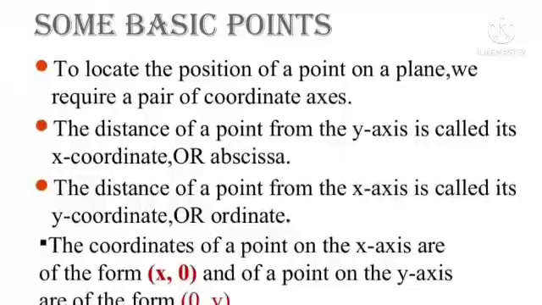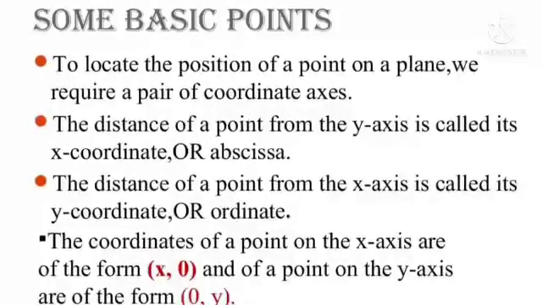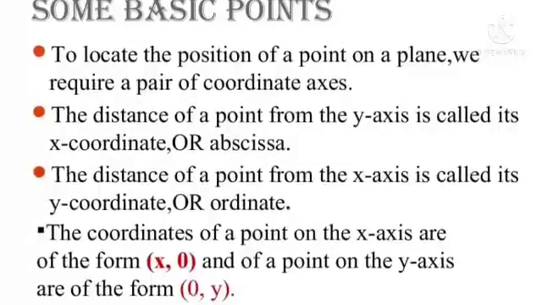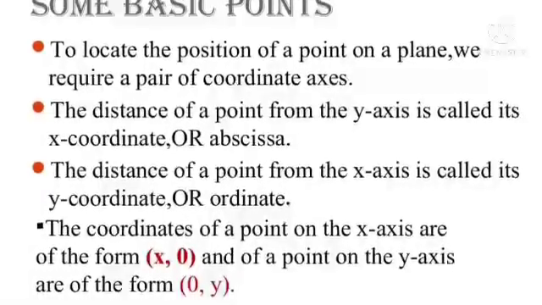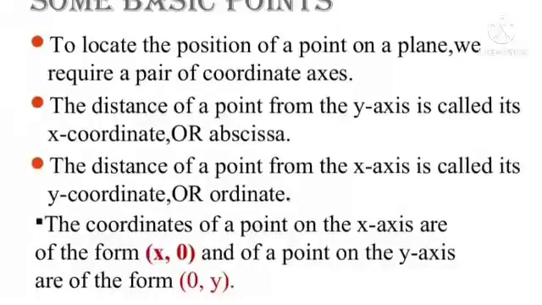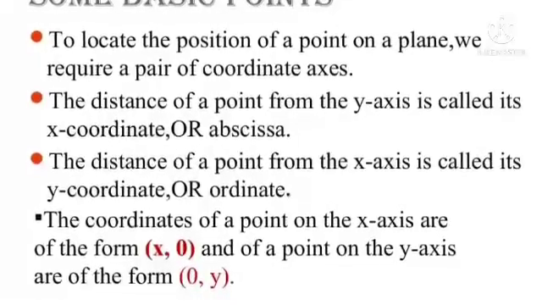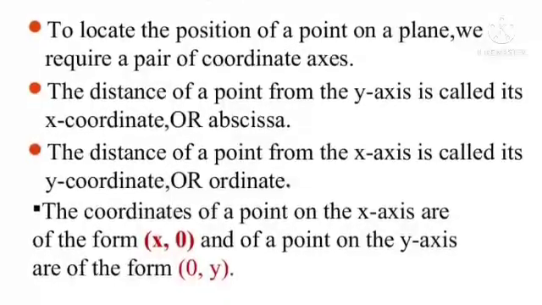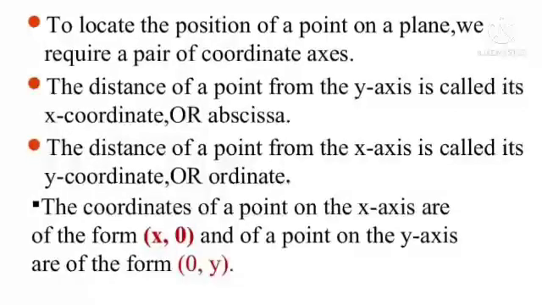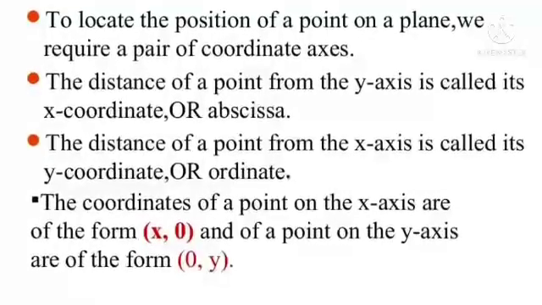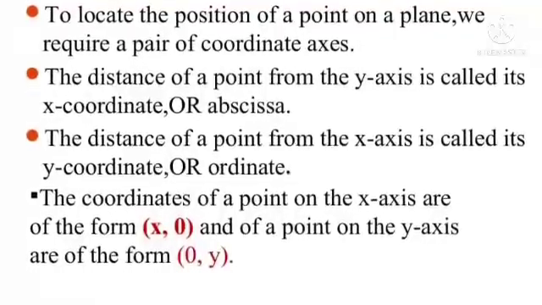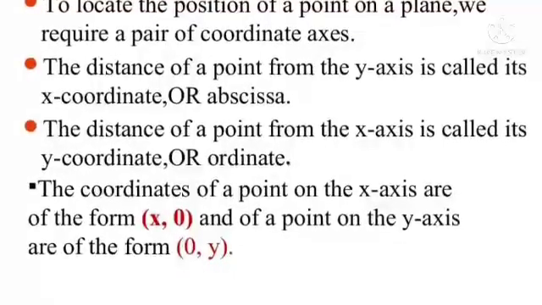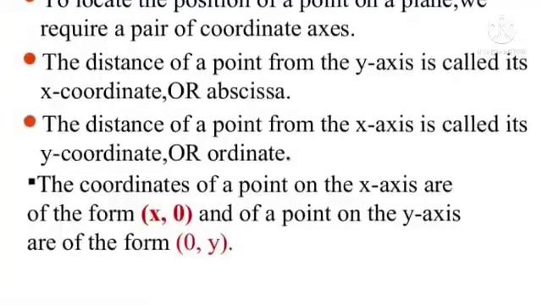Some basic points. To locate the position of a point on a plane, we require a pair of coordinate axes. The distance of a point from the y-axis is called its x-coordinate or abscissa. The distance of a point from the x-axis is called its y-coordinate or ordinate. The coordinates of a point on the x-axis are of the form (x, 0) and of a point on the y-axis are of the form (0, y).